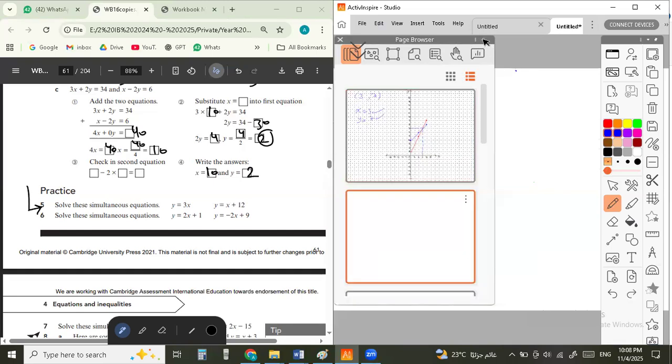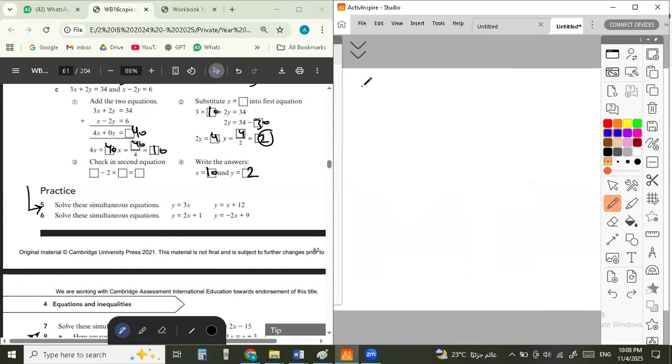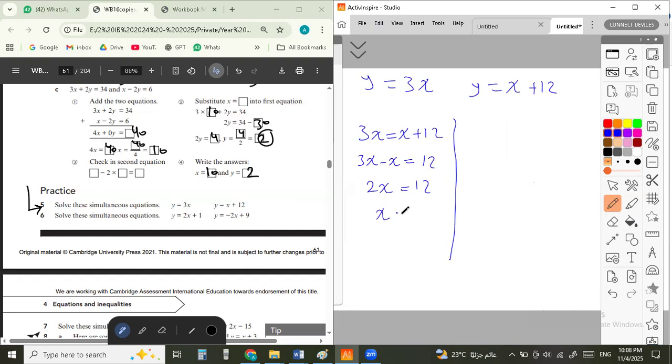In question 5, they're saying to you, solve the simultaneous equations y equals 3x and y equals x plus 12. Then 3x is the same as x plus 12. So all I'm going to do here is 3x equals x plus 12. Get the x's together, 3x minus x equals 12. Then 2x equals 12 and x equals 6.